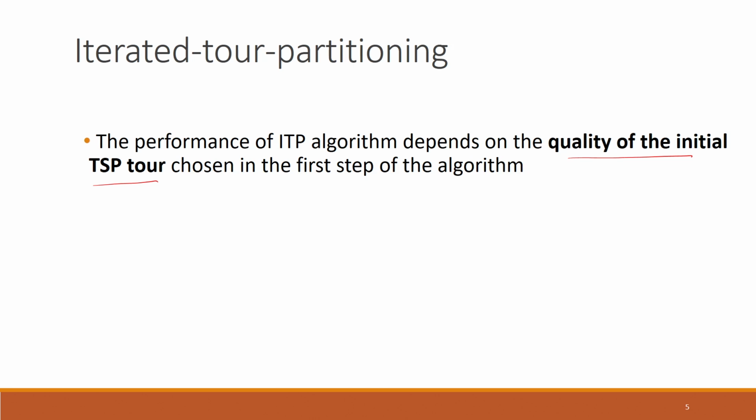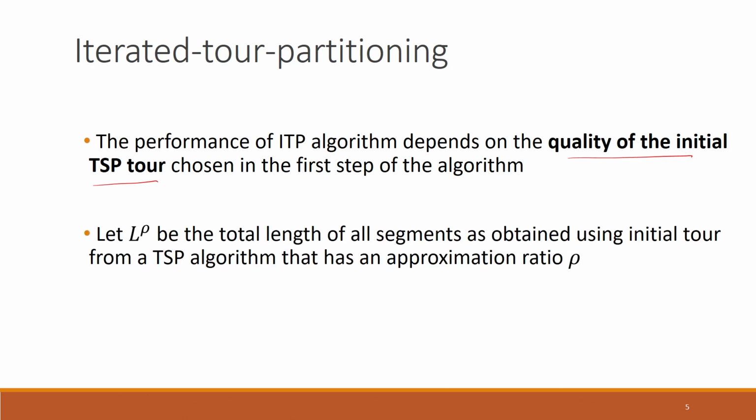So, this order has now been fixed by the tour that you chose in the beginning. How you will club together these different customers in this tour is the only thing that you can do, and that will generate different solutions. Therefore, the quality of the initial tour that you select is important here.